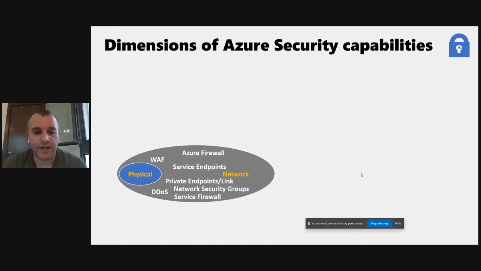Service firewall. Something that goes really nicely with service endpoints and private endpoints is service firewalls. So for things like Azure SQL, Azure Storage, and many, many other services, you are now capable of limiting the traffic that is reaching the endpoints of those storage systems and those SQL databases.